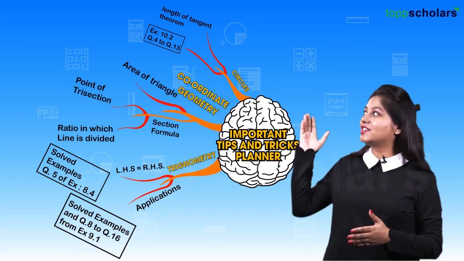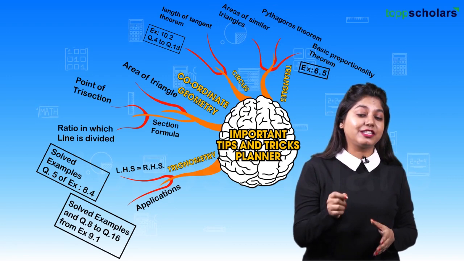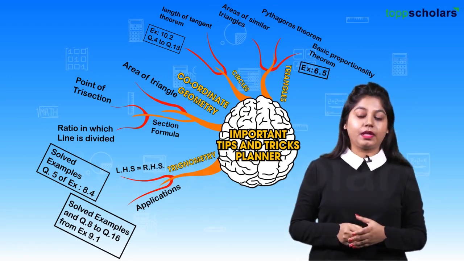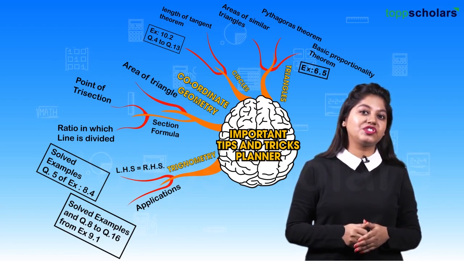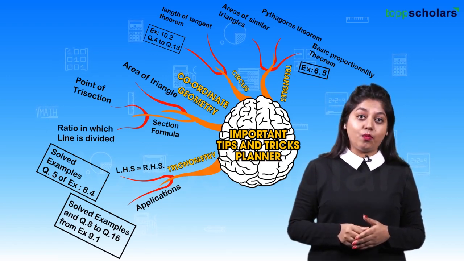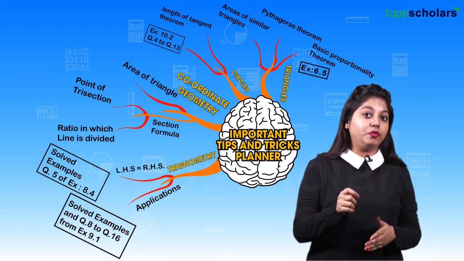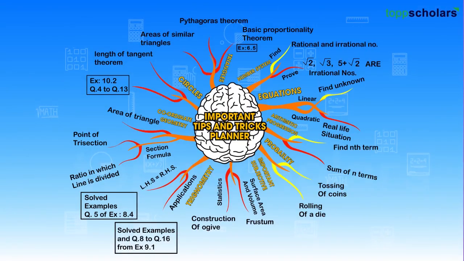The next topic is triangles. For triangles, you need to practice exercise 6.5. That is really important. While there are subjective questions which are based on two important theorems, basic proportionality theorem and the second one is Pythagoras theorem. While you also need to practice the proof for areas of similar triangles. So this was all about the important points and important concepts. So this is the complete mapping given to you to solve the CBSE mathematics paper based on the new pattern.